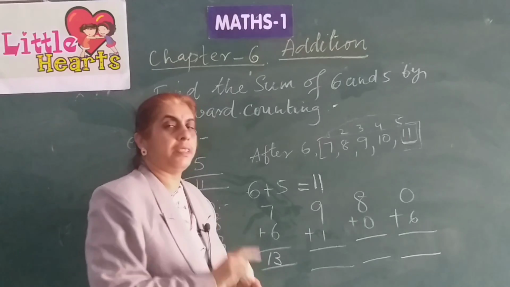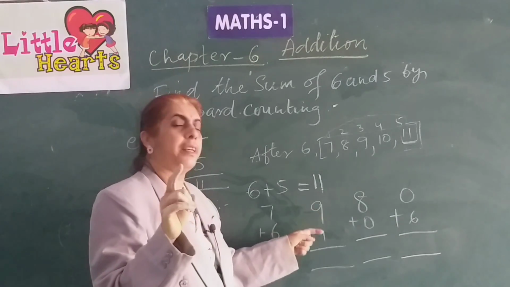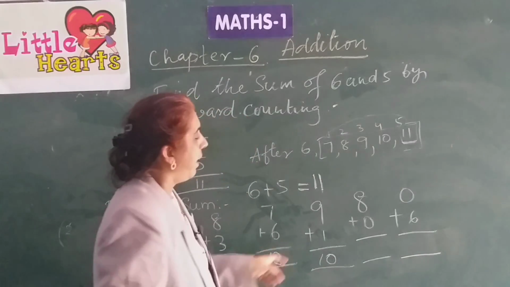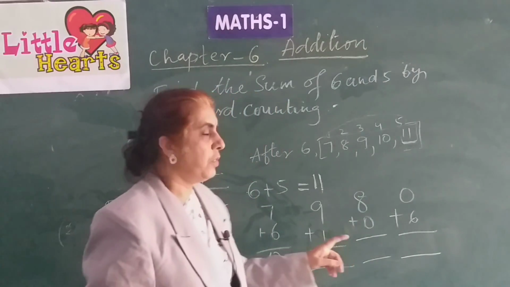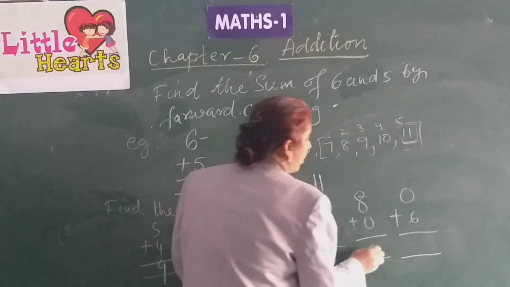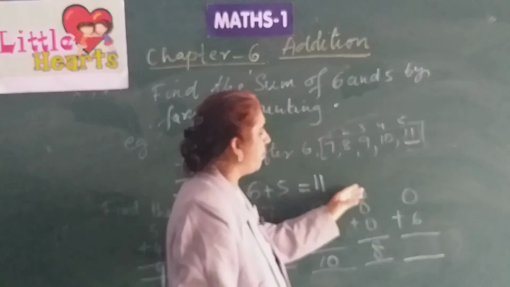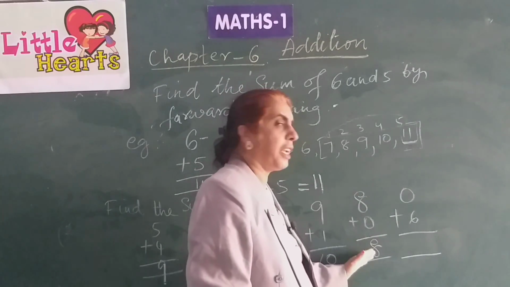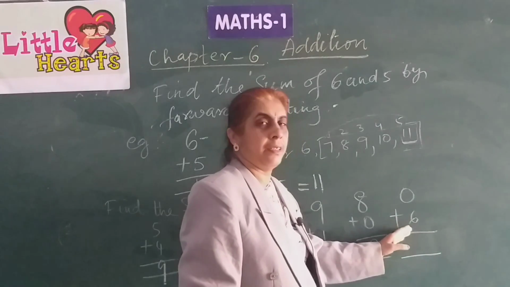9 plus 1. Just take one finger after 9. The next number after 9 is 10. 8 plus 0. If 0 is added to any number, we get the same number. 0 means nothing. Nothing is added to 8. It remains the same.